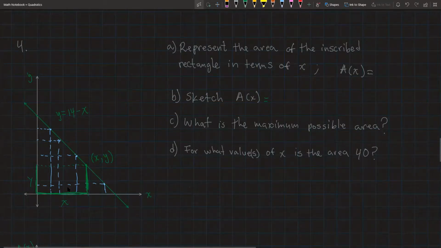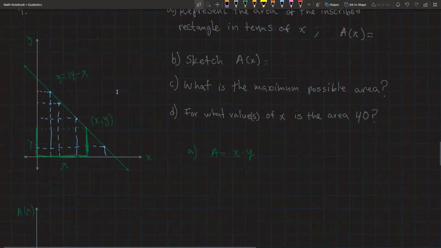So let's do letter A down here. The area is x times y. X times y. But we want it in terms of x. There's a y right there. And the nice thing is that they give us a formula for the equation of the line: y equals something. So now we can say the area in terms of x is x times something. What's the something? It's this equation right here. Y equals 14 minus x.